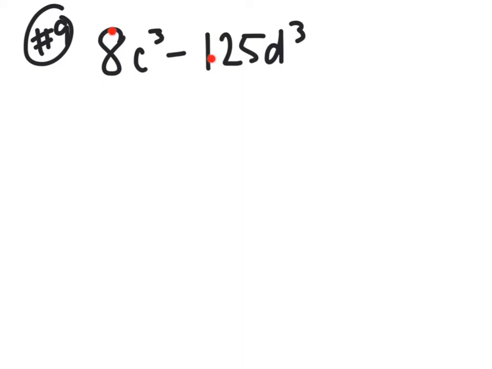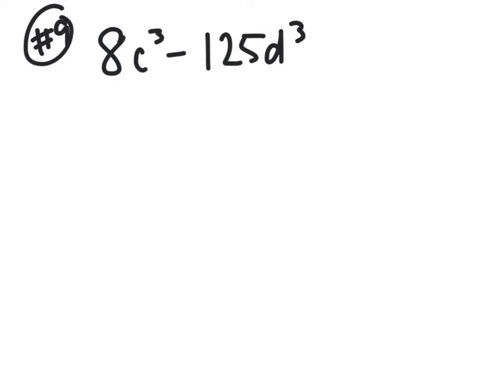Is there something in common with the 8 and the 125? Answer is no. Can't pull out a 2, can't pull out a 3 or 5, nothing like that. The variables C and D, totally different variables. I can't pull out anything. Always try to pull out the GCF first. There's no GCF here to pull out.